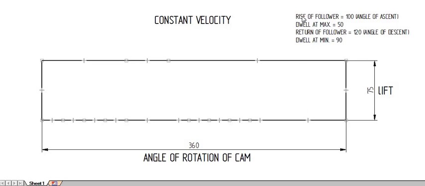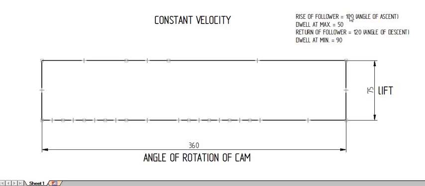Now the question: rise of the follower is 100 degree, which is called the angle of ascent. Then dwell at the maximum is 50 degree. Return of the follower is 120 degree, which is the angle of descent, and dwell at the minimum is 90 degree. For both rise and return of the follower, the motion is constant velocity.